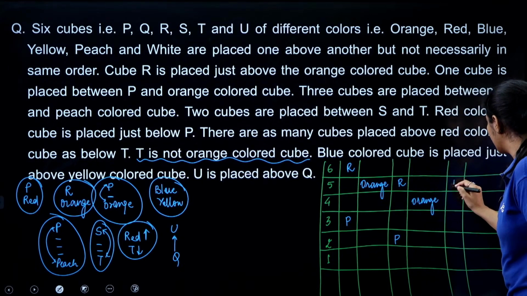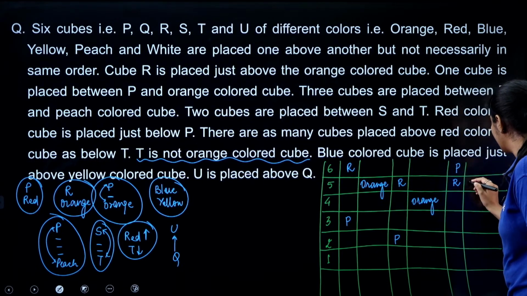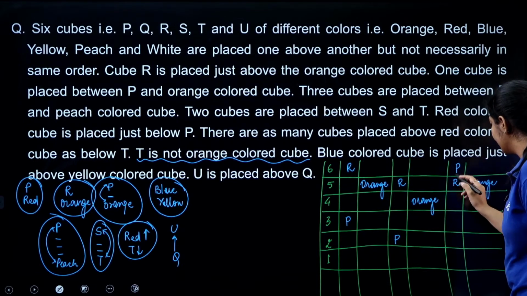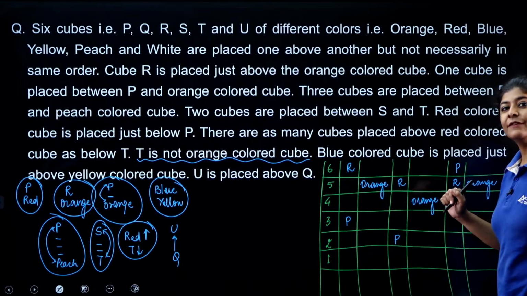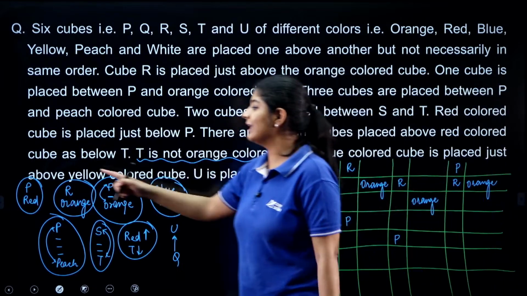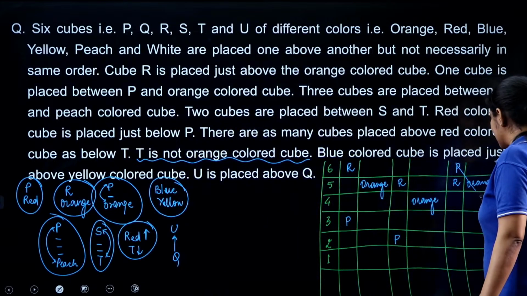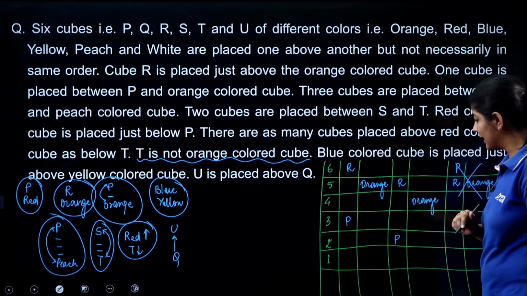And in this one, what we are assuming, here we are having P and this is orange. And if this is orange, then the condition is saying that red is just below P. So this case is eliminated.